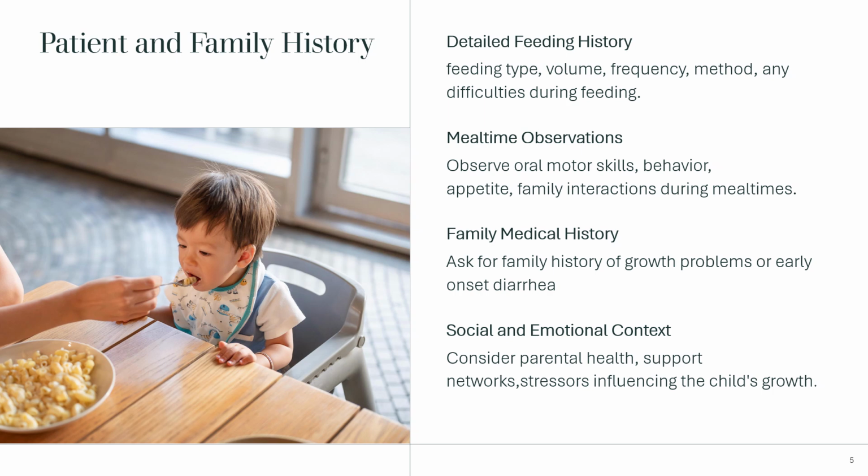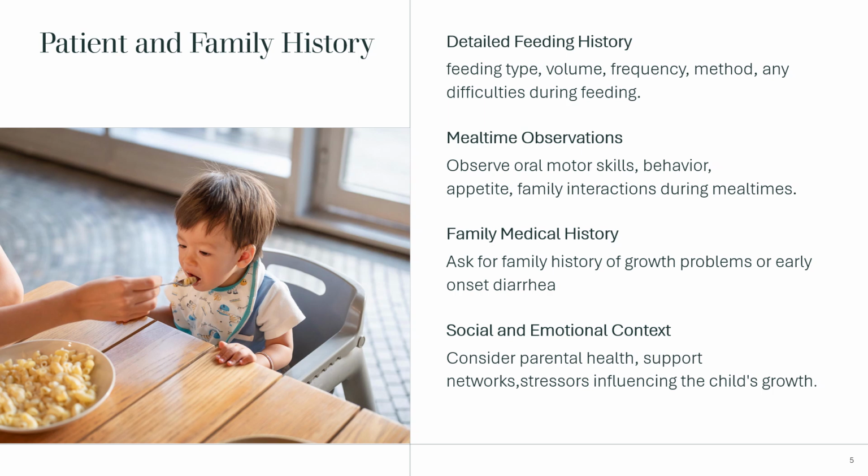So when you note faltering growth in a child, you have to take a detailed patient and family history. The first and most important is you have to take a detailed feeding history: the type of feed, the amount and the frequency of feeding, any feeding difficulties. You have to observe the child during mealtime if possible. You have to observe how the parents are interacting with the child.